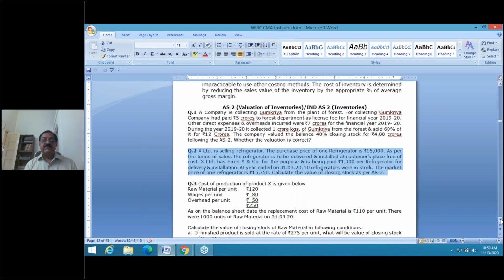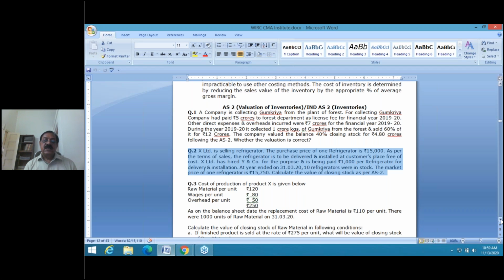X Limited is selling refrigerators. The purchase price of one refrigerator is 15,000. As per the terms of sale, the refrigerator is to be delivered and installed at the customer's place free of cost, but the installation and transportation cost is to be borne by X Limited, the seller. X Limited has hired Y and Company for this purpose and pays 1,000 per refrigerator for delivery and installation.